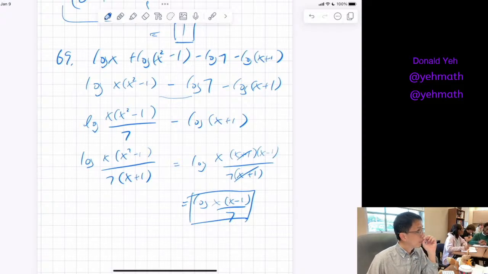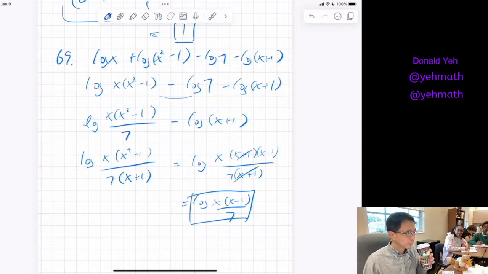So on the test, do you want it completely factored out and everything, or are you fine with it combined into one log? They will say condensing or expanding. Next questions. No more questions? Yes.